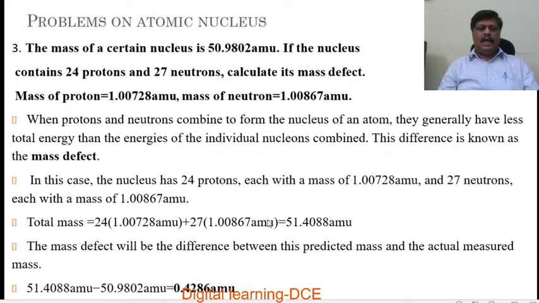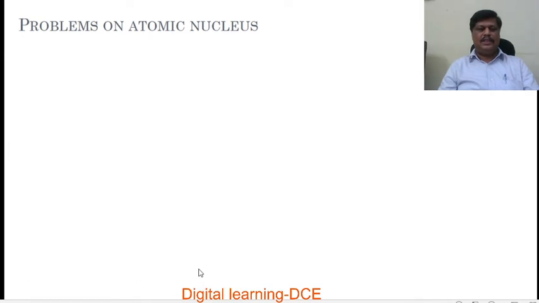So that means 51.4088 AMU minus 50.9802, that is the actual measured mass, 50.9802 AMU. So this difference in mass gives the mass defect. So after subtracting, we'll get 0.4286 AMU is the mass defect of that nucleus.